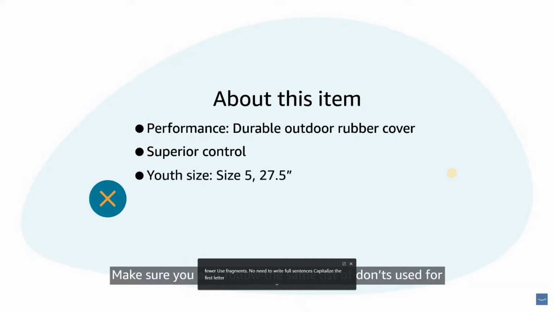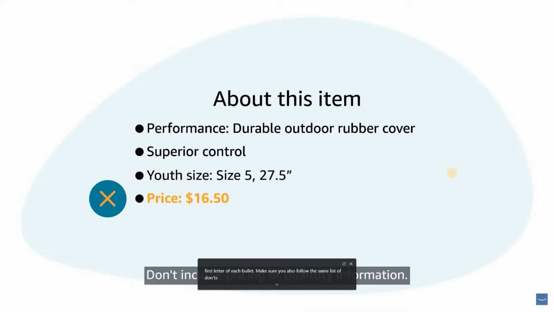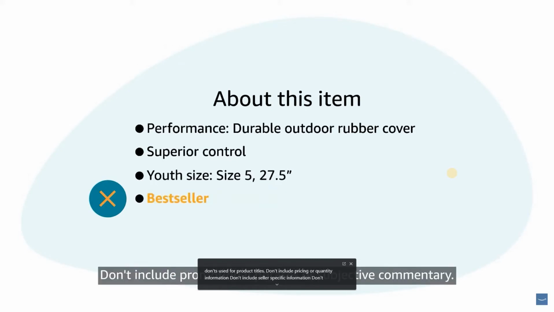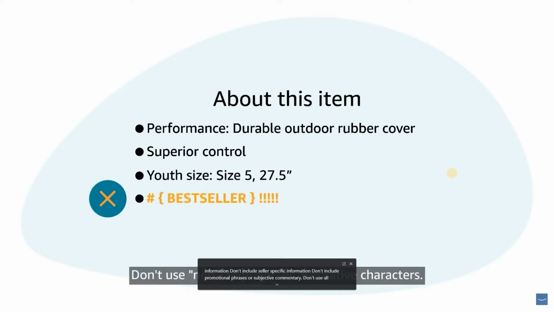Make sure you also follow the same list of don'ts used for product titles. Don't include pricing or quantity information. Don't include seller-specific information. Don't include promotional phrases or subjective commentary. Don't use all caps. Don't use non-language or decorative characters.